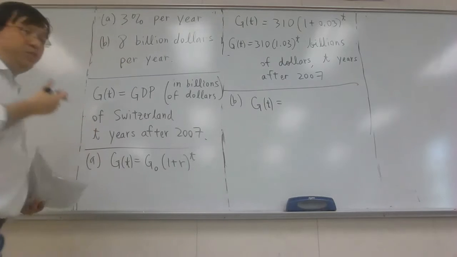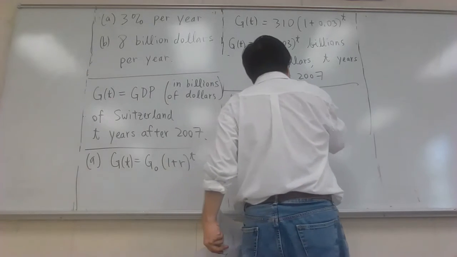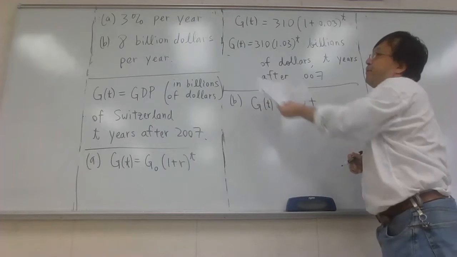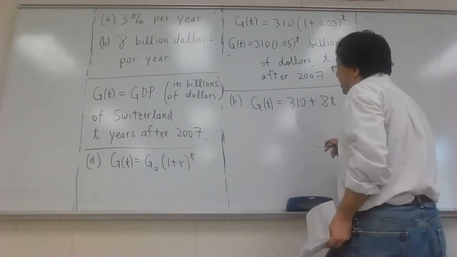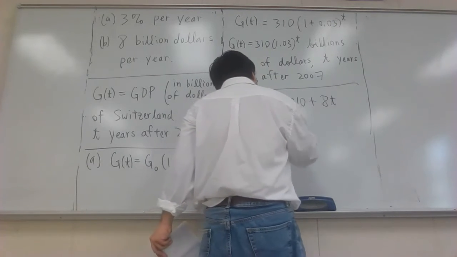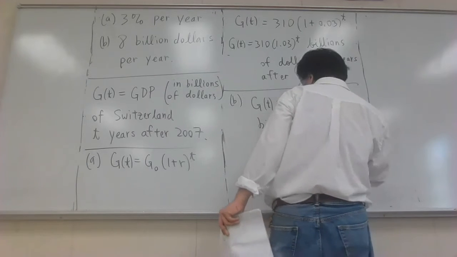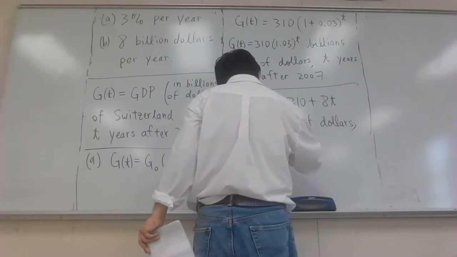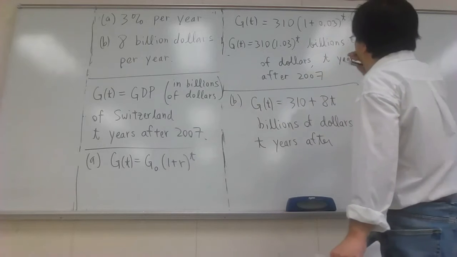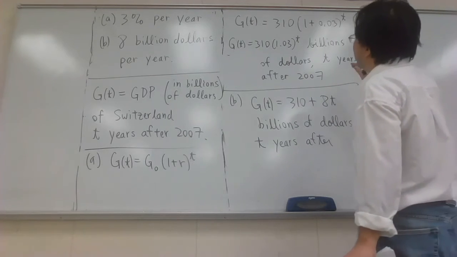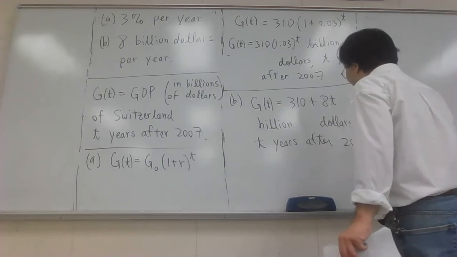And the initial amount of the straight line, which is t equals 0, 2007 AD, is $310 billion. The units is in billions of dollars, so you write 310. And the slope is $8 billion per year, again in billions of dollars per year, so that is 8t. And don't forget the units. The units is in billions of dollars, t years after 2007. So that's the answer.